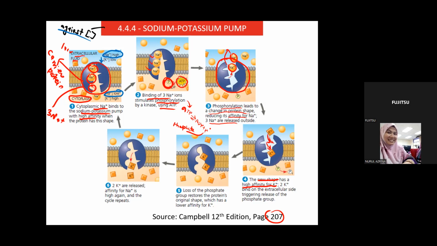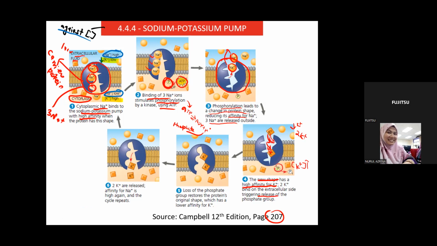Kenapa potassium bind? Okay, tengok balik dekat gambar yang pertama ni. Medium highlight ya. You can see here. Nampak ni. This one and this one. So potassium, okay, concentration of potassium dekat luar is low, concentration of potassium at the outside of the cell, and inside of the cell have high concentration of potassium ion. So what happened? 2 potassium ion will bind to the carrier protein, and what happened lepas tu, bila 2 potassium ion bind je, the phosphate group will release from the protein.